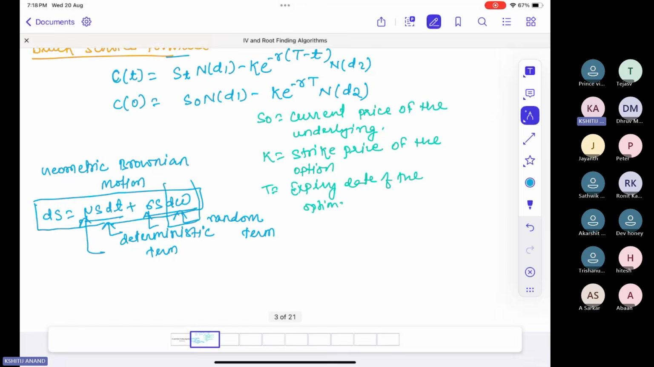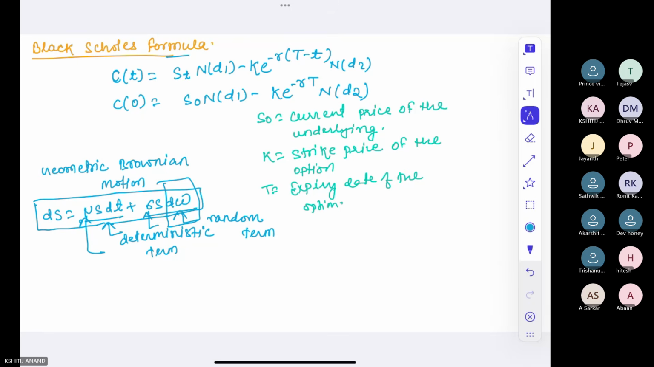Anyone who knows what this dW is? Is it a stochastic process? Right. So this dW, obviously, is a stochastic process. This dW is called a standard Brownian motion.